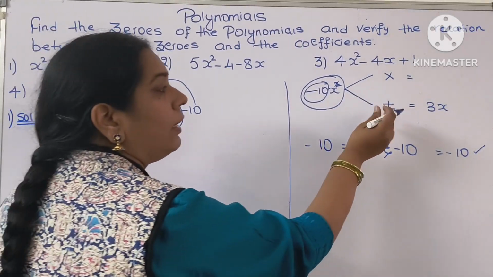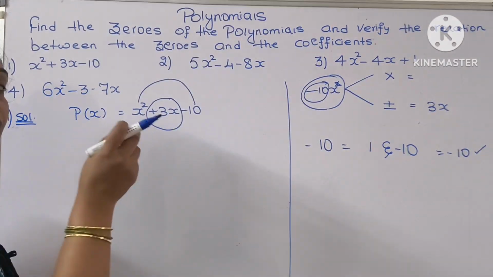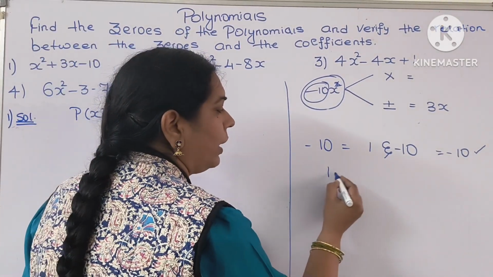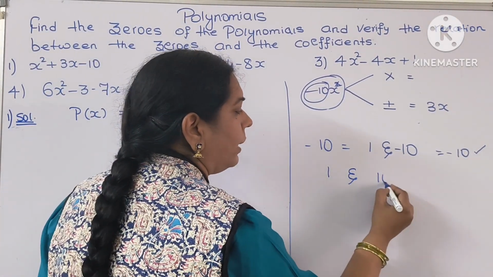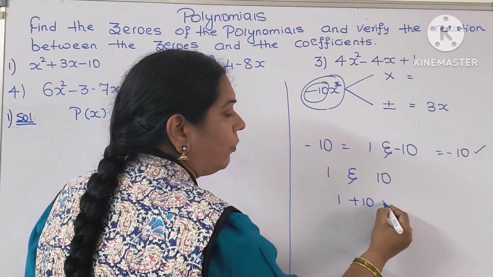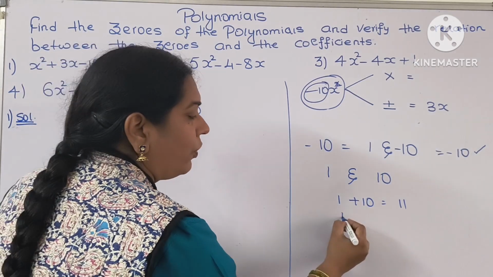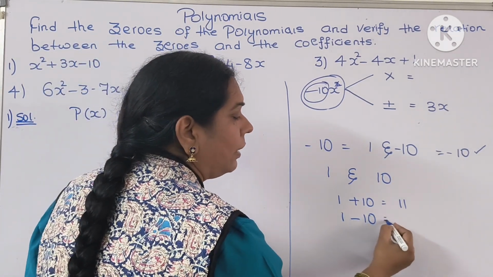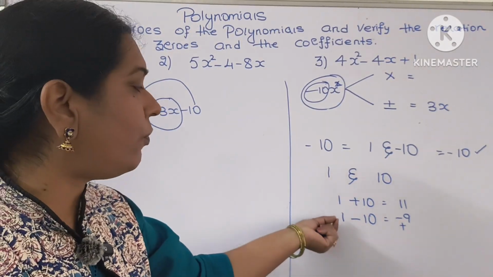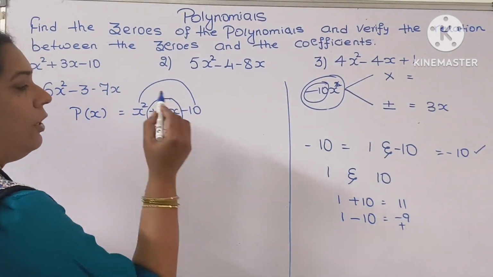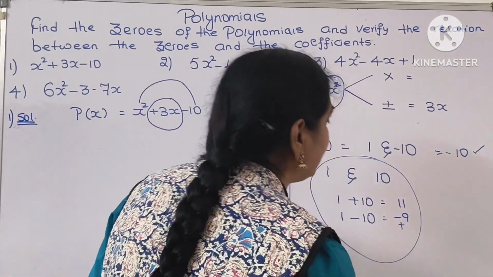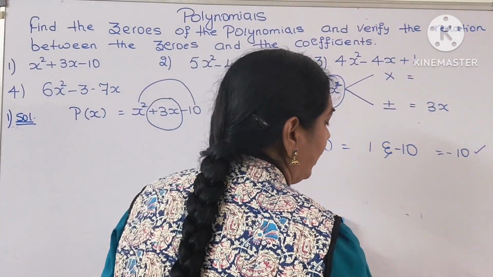We have to look whether I get my middle term if I add or subtract the factors. Now, we are considering them as 1 and 10. Add the factors: 1 plus 10 is 11. Or if I subtract, 1 minus 10 will be minus 9 or plus 9, whether you take the minus sign for 1 or 10. You are not getting your 3x. So, the choice is wrong. My factors for this sum cannot be 1 and 10.